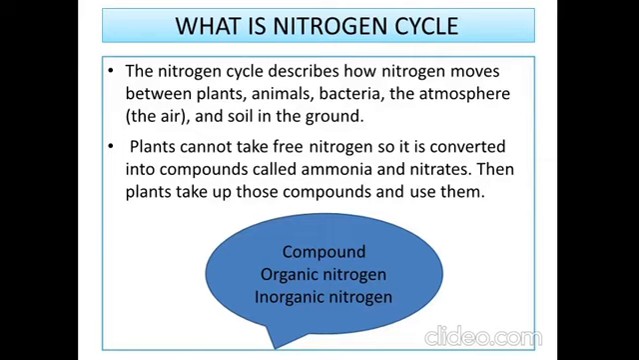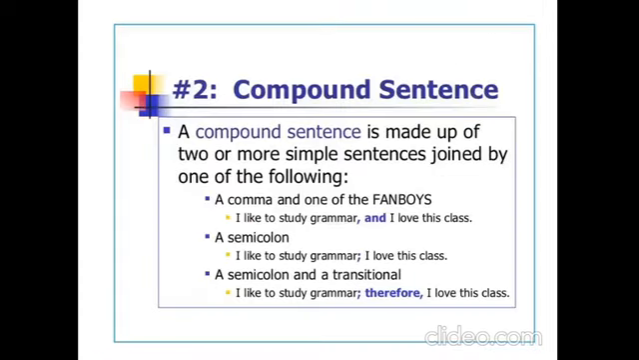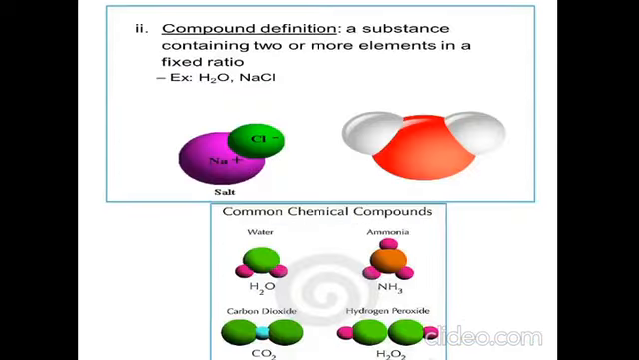Now before going into the steps involved in nitrogen cycle, let's understand these three terms which you hear often in nitrogen cycle. What is compound and what is the difference between organic and inorganic nitrogen? In English, you must have read about compound sentence, which is made by joining two simple sentences. Same way in chemistry, compound is a substance made by joining two or more elements. So water made by joining hydrogen and oxygen, carbon dioxide, ammonia are all compounds.